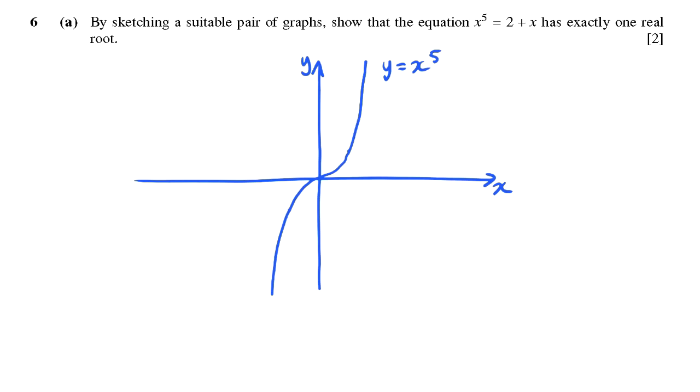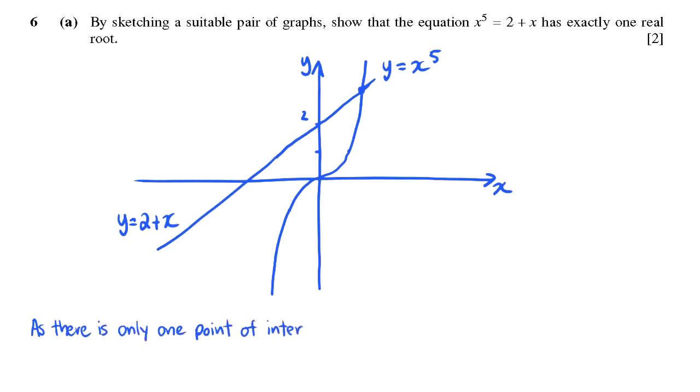For the other equation, y = 2 + x, it's a straight line, gradient of 1 and a y-intercept of 2. So let's mark 2, draw a line with a gradient of 1, and it should only cross our other graph once. Okay, we should say something about this to finish it off. As there's one point of intersection, the equation x^5 = 2 + x has only one real root.